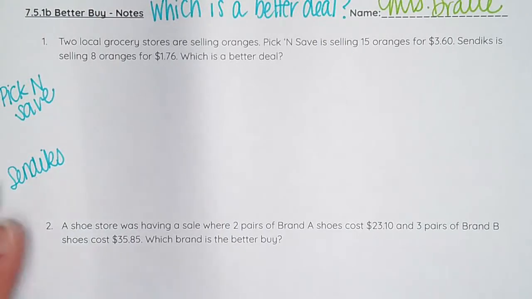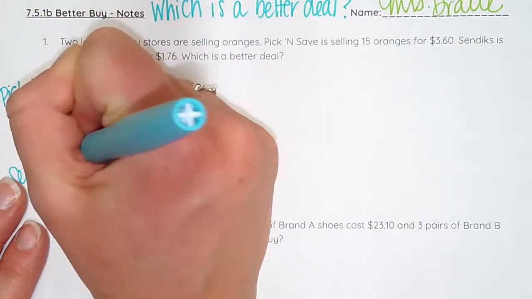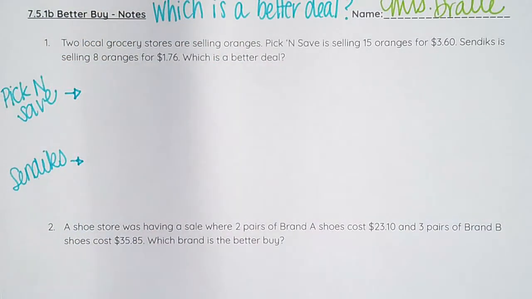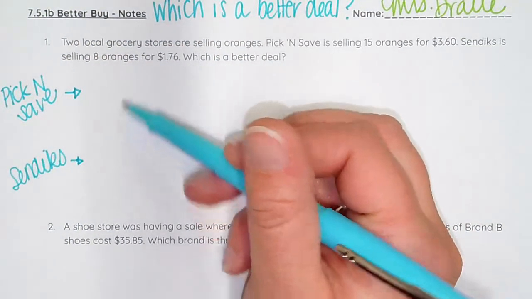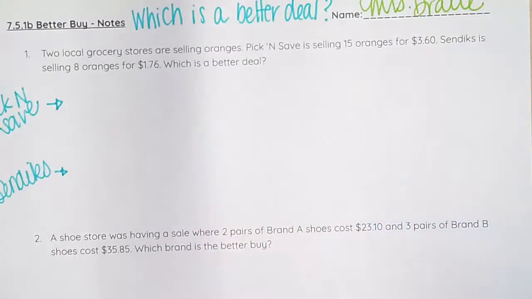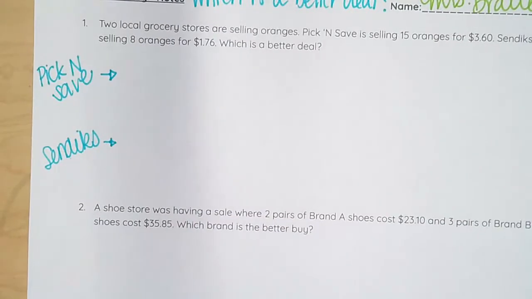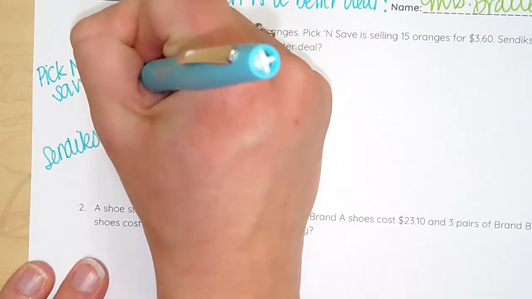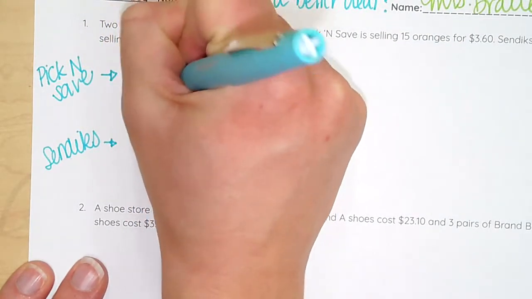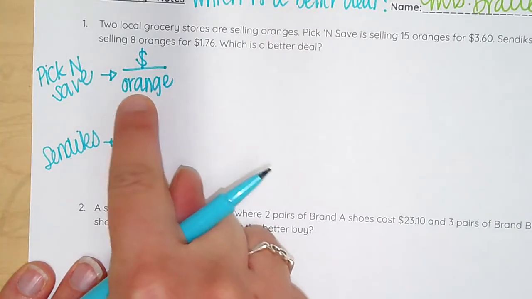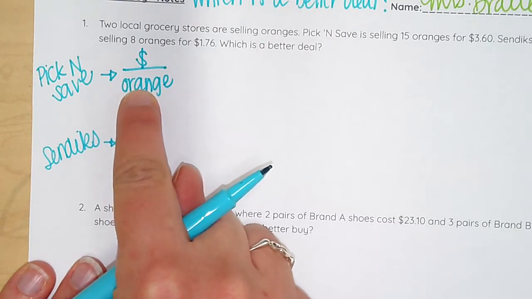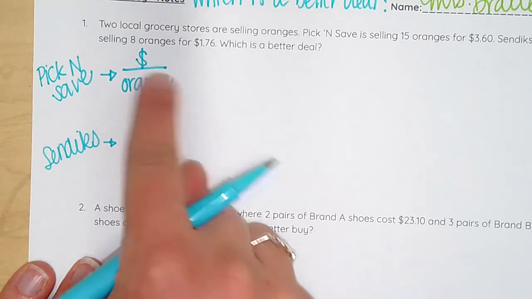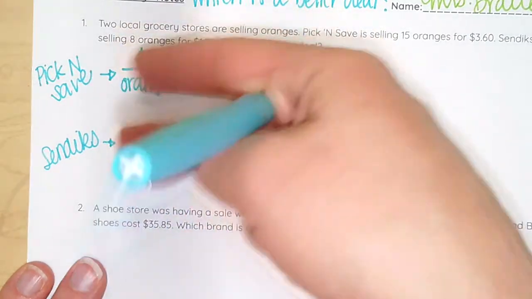Then I move to my word ratio. So the word ratio needs to be the same for each. Writing the word ratio will help us so that we keep everything organized and make sure that we're setting up our problems the same for each store. Typically, your money is going to be on the top. And the reason for that is we want to know how much money it is for one orange. We don't want to know how much orange we can get for $1 if this was reversed.